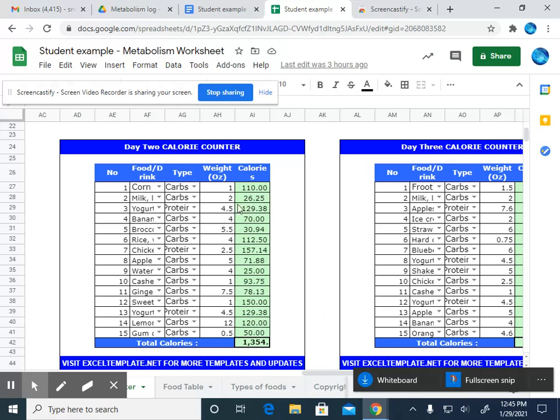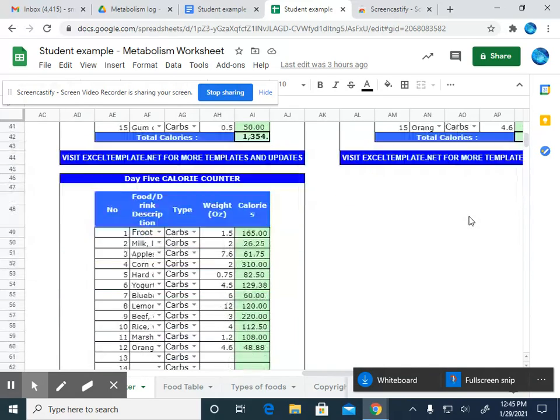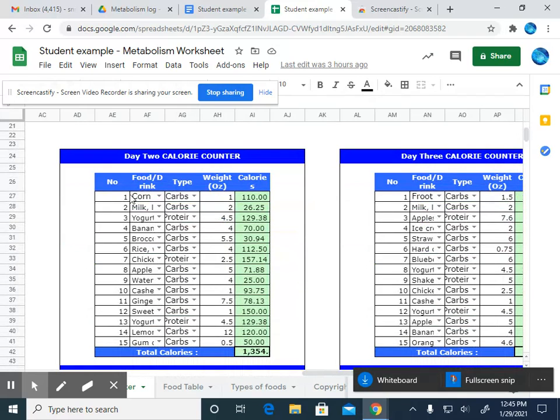Okay, so this person did a really nice job of this. There's a lot of foods listed. It lets me know that they really tried to, as best they could, really analyze what they were eating for a day. Okay? Some of you left in some of the example foods that I had there. And so, that shows me that you didn't give it all the attention it deserved.